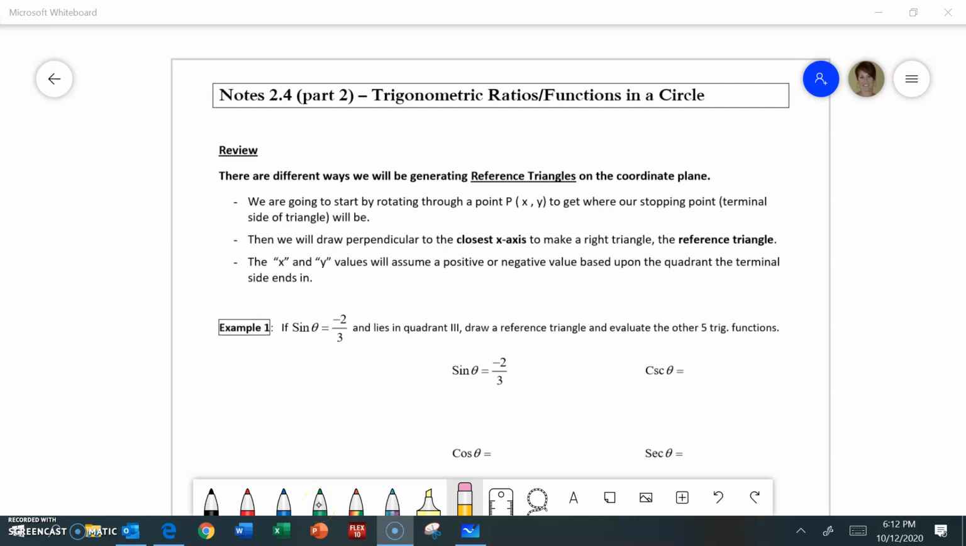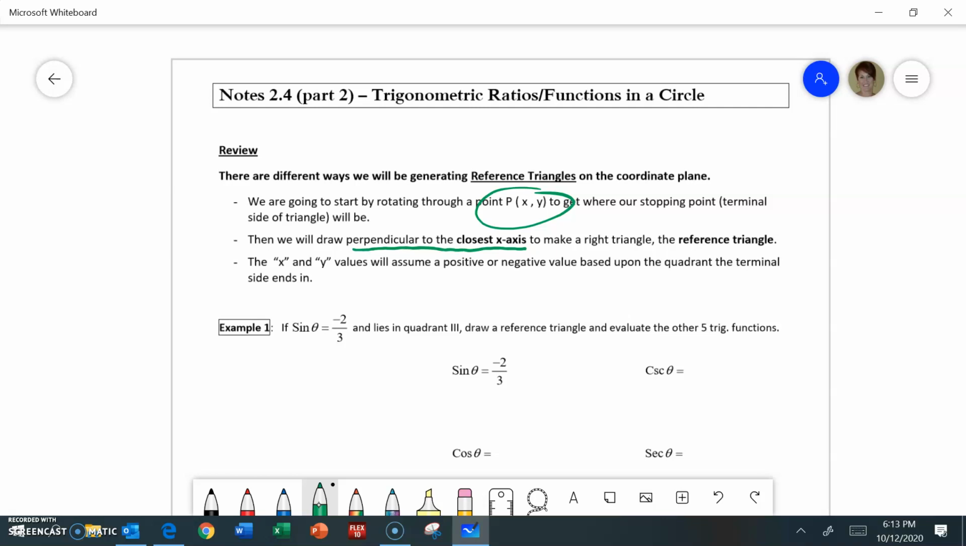All right, well, we're going to move on to part two of notes 2.4, which is looking at trig ratios and the coordinate plane with circles. So we're going to talk a little bit more about reference triangles, but in part one, we focused on looking at a point. So you had the coordinates of a point, and then you were able to create a reference triangle by drawing that perpendicular from the point always to the x-axis. So you're always going up or down to the x-axis, and then you created a right triangle. So you were able to look at theta and build the sides off of the coordinates of a point.